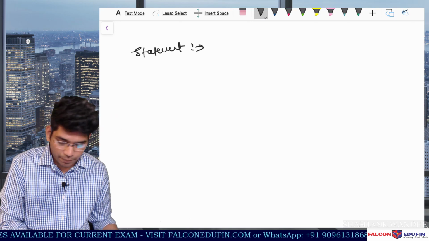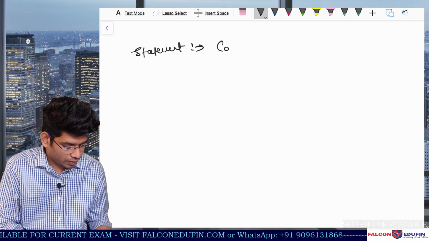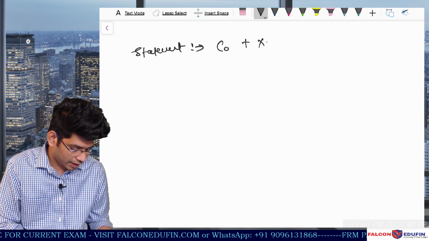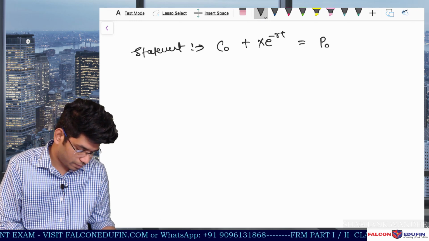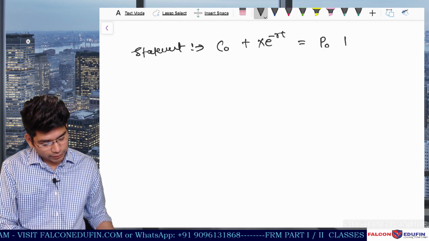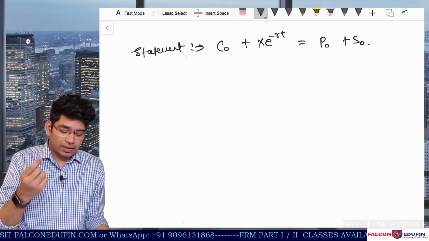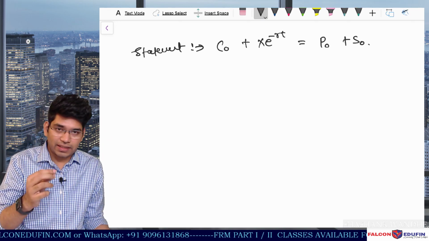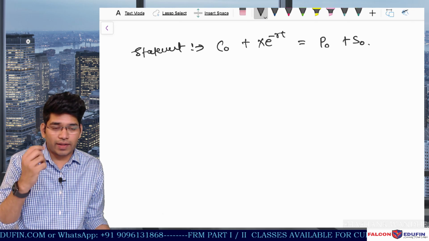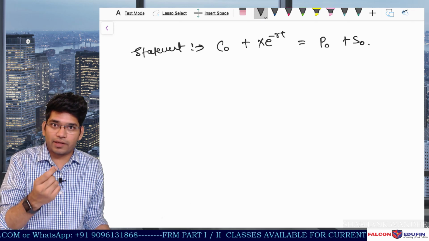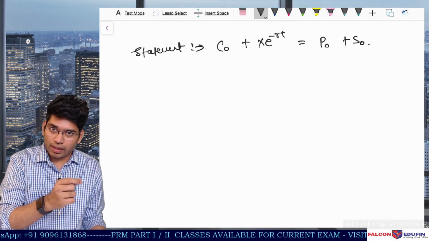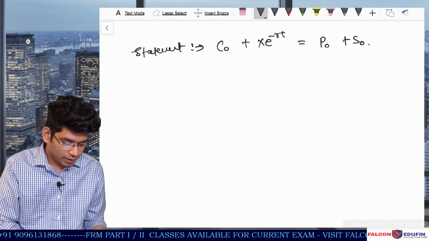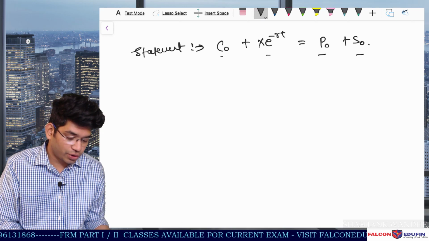So what is the statement here? The statement is: call price plus X times e to the power minus rT is equal to put plus stock. This tells that the call price plus the present value, the zero coupon bond worth the present value of the strike price, should be equal to the put value plus the underlying. So why should this work?